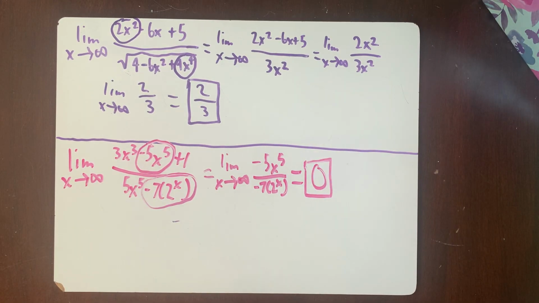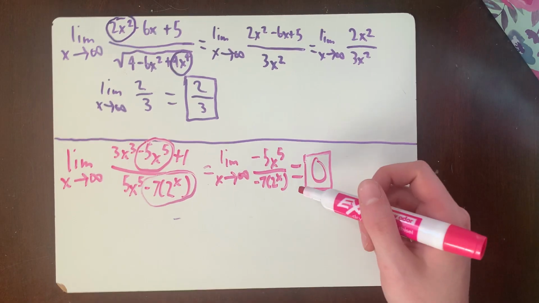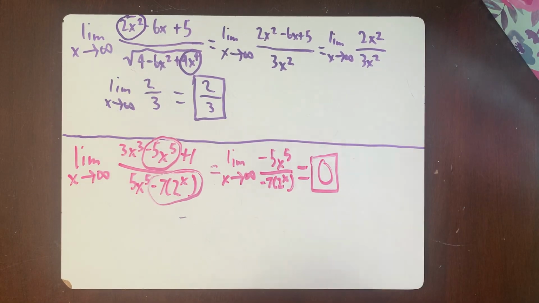And so there was a different way that we evaluated these two limits, because in the first one we actually had the terms cancel out, and in this one we just had to evaluate the behavior of the functions as they went to infinity.